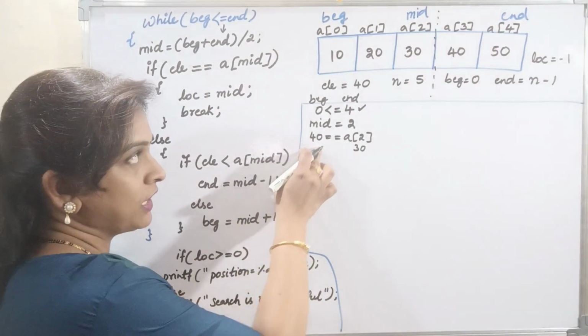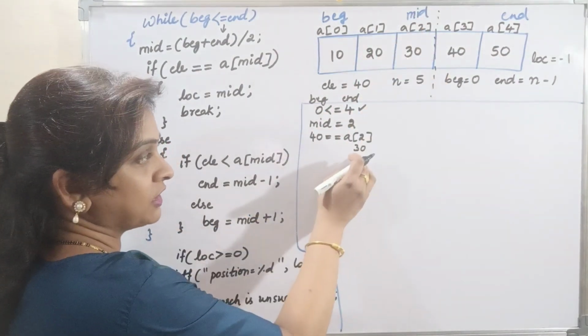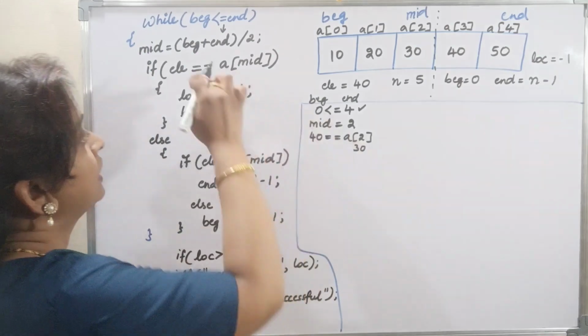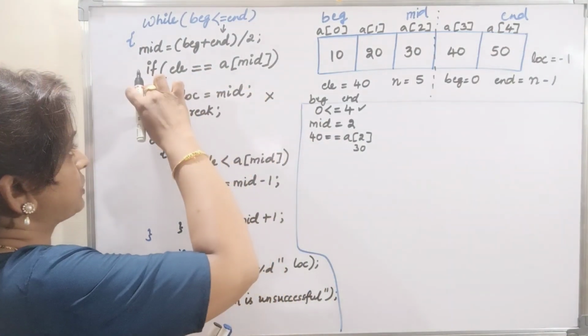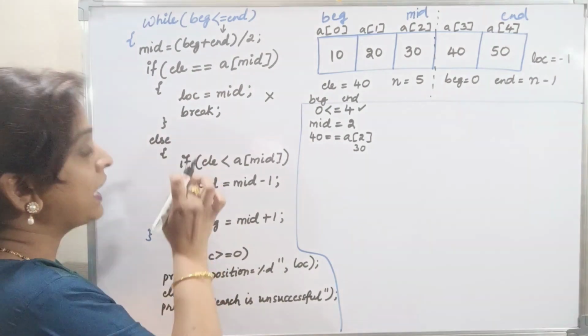Search element is 40. Element in the mid position is 30. Is 40 equal to 30? No. This condition is not satisfied, so this block will not be executed. I'll come to else. I'll check.